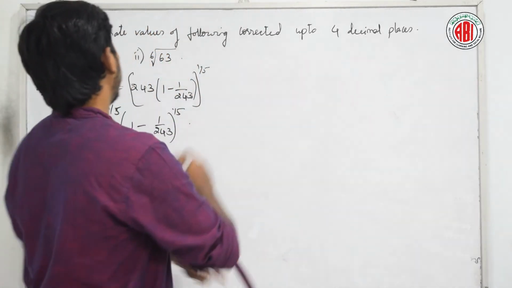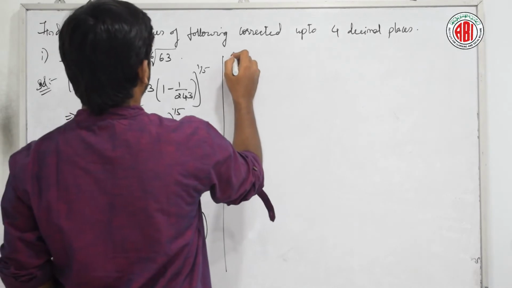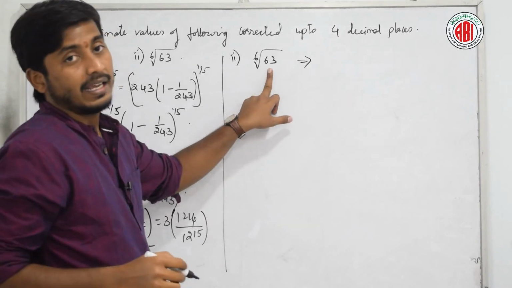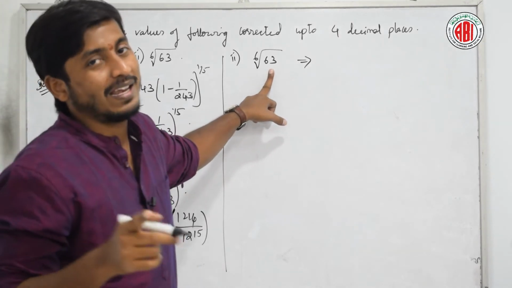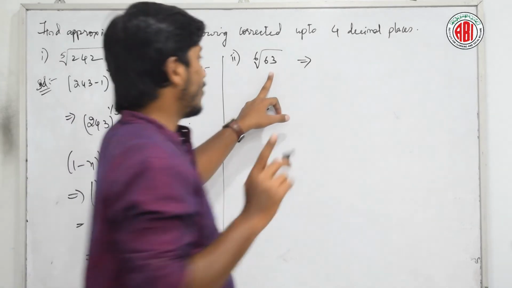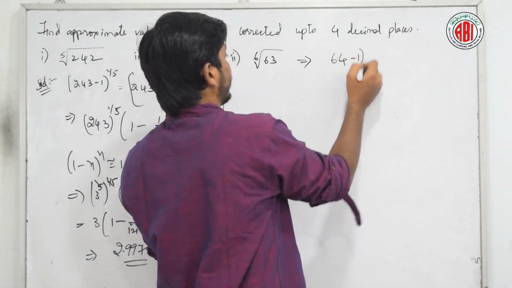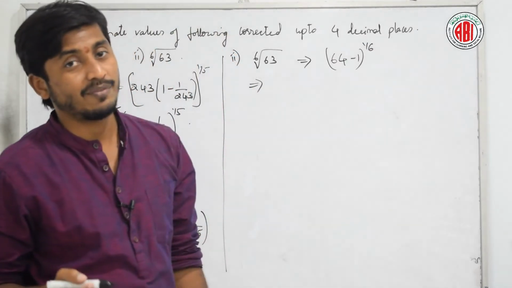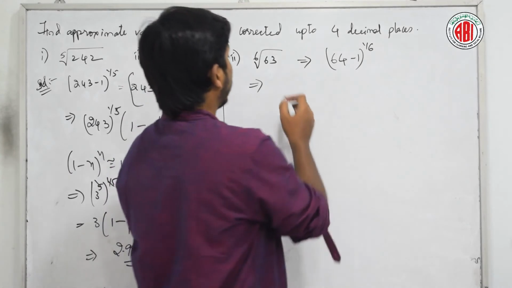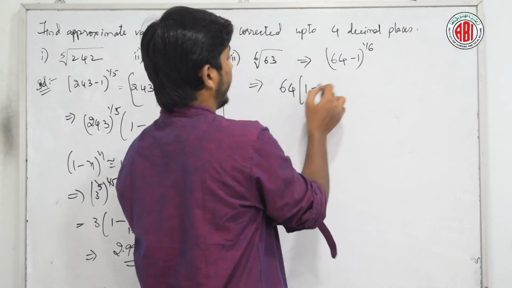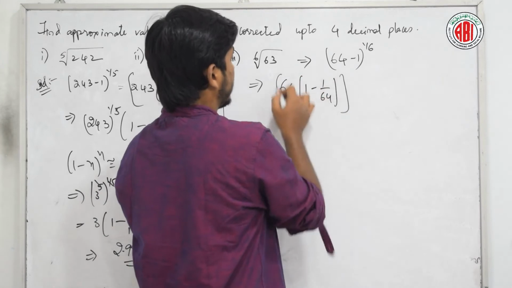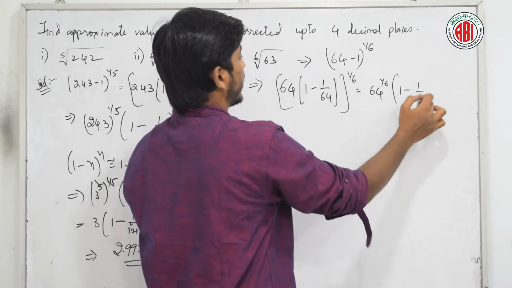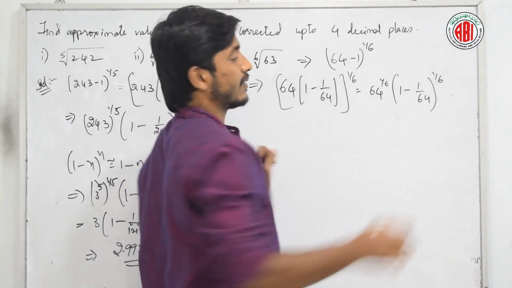Now look at the next question here. It is the 6th root of 63. What can we write? 63 can be written as 64 minus 1, right? Nearest number, power 1 by 6. Clear? So what is our next step? We have to take 64 as common. I will be left with 1 minus 1 by 64. Now 64 power 1 by 6 into 1 minus 1 by 64 power 1 by 6.